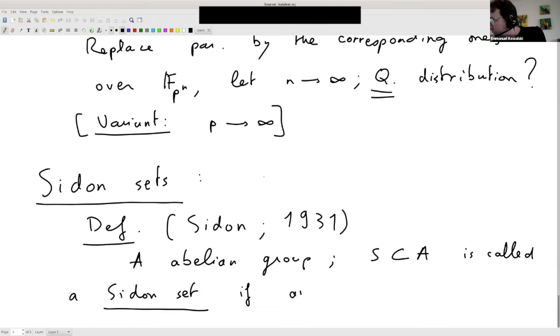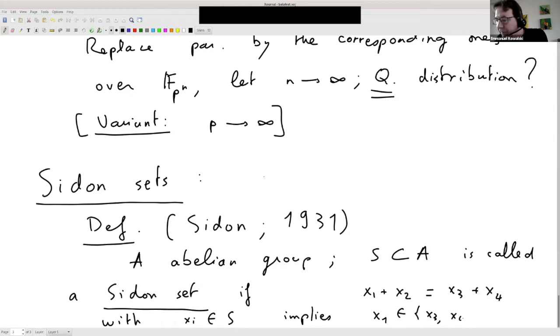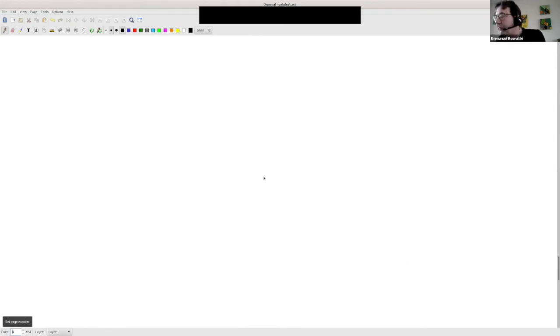That means that if you have two elements in the set, so if the condition x1 plus x2 equals x3 plus x4, with all variables in the subset S, implies that the two pairs are permutations of each other, so let's say x1 must be either x3 or x4. That's one way of phrasing it. So that's the definition of a Sidon set.